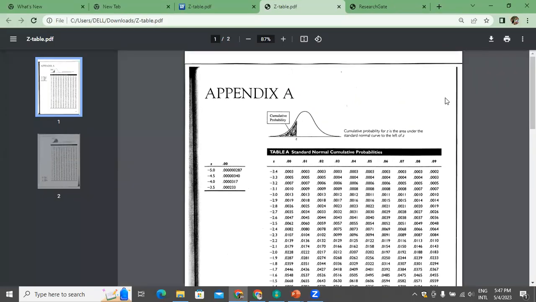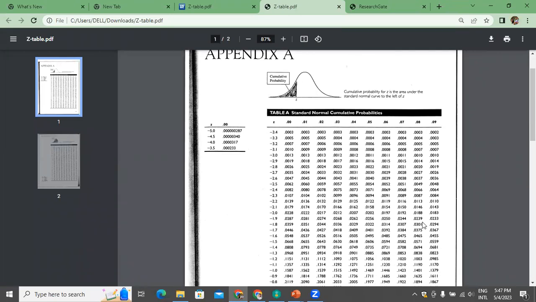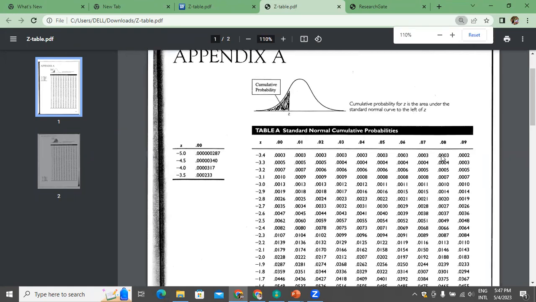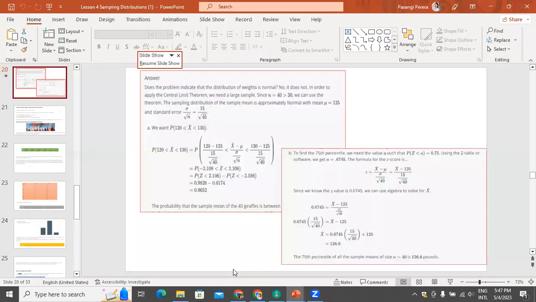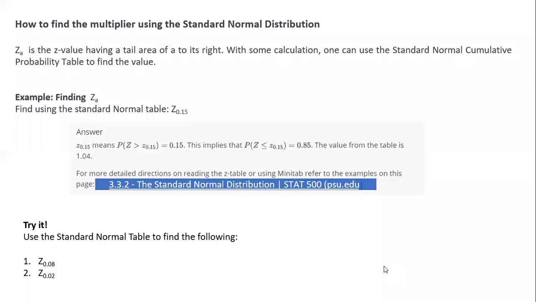Okay, so this is the standard normal distribution table. If you can read the logs, then this will be very easy. So what we note here is, we are asked to find, using the standard normal table, the value at 0.15.